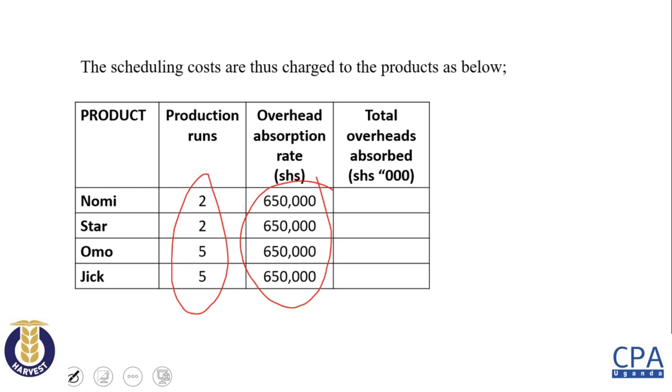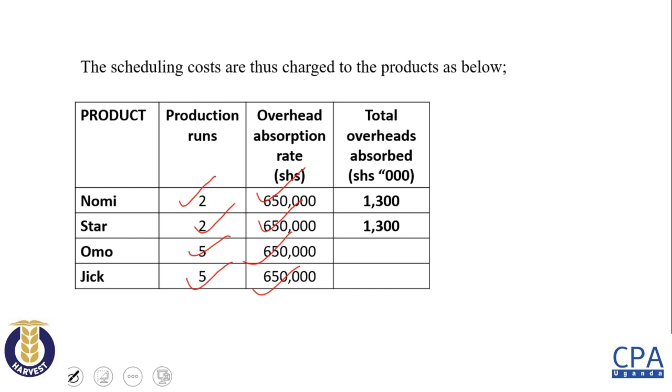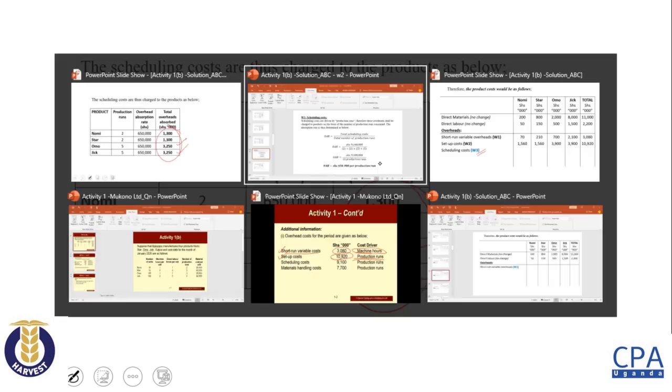And of course, your calculators should be giving you 1.3 million for both Nomi and Star. That is the 2 production runs times 650 for both Nomi and Star. And for the case of Omo and Jic, 5 times 650 should be giving you a figure of 3,250,000. So these are the figures that you're going to pick and take to our ABC computation schedule.